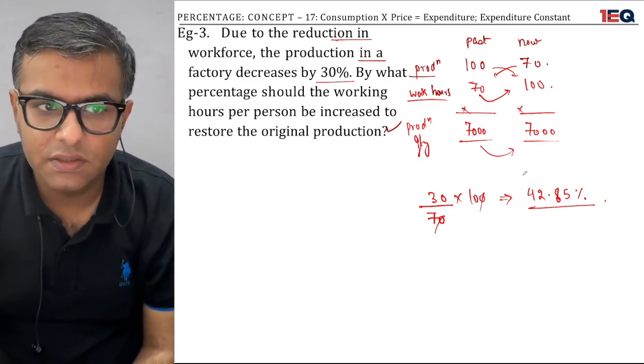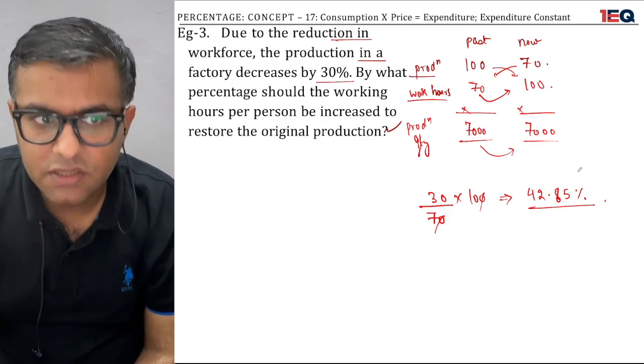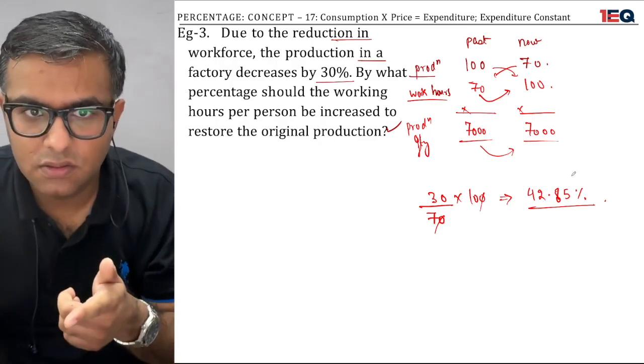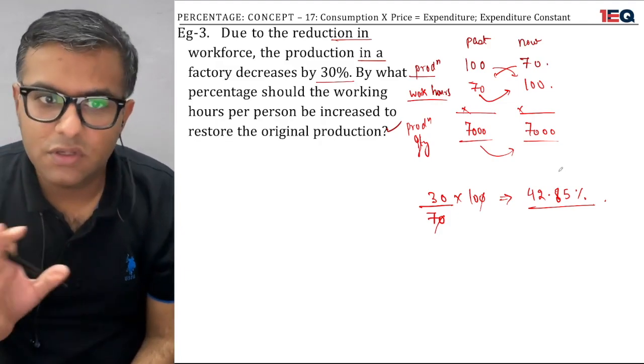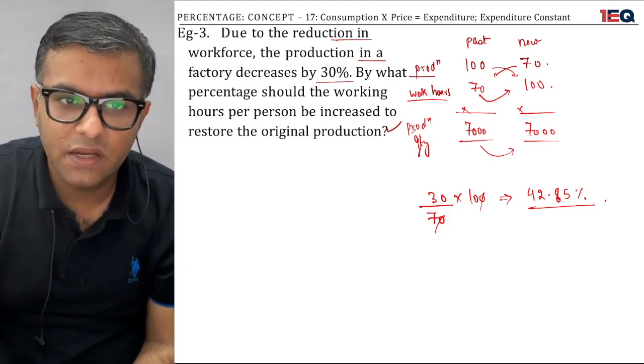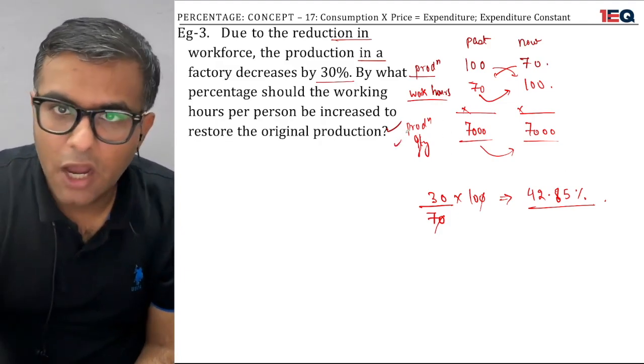42.85 is the answer, which is the percentage of working hours that need to be increased in order to restore the original production output, or the production quantity, which I am talking about over here. I hope you understand.